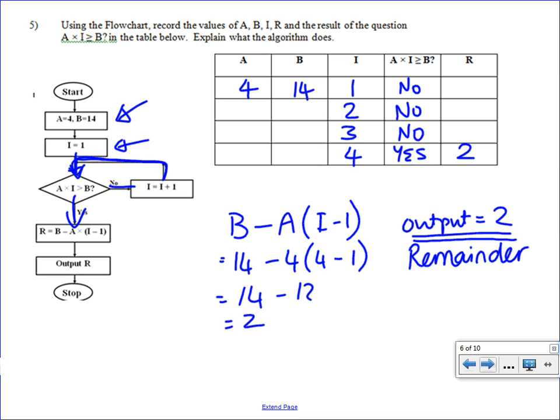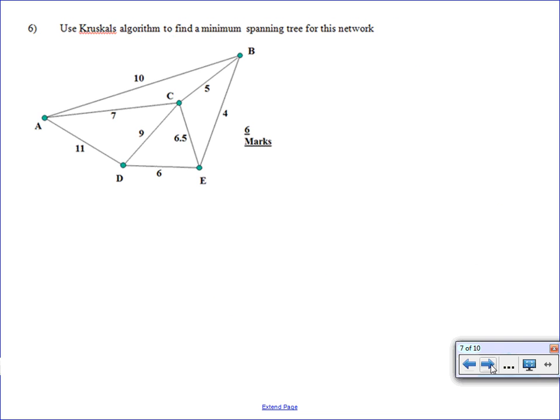So if we started with a different A and a different B, it would find the remainder when we divide B by A, basically. Okay, Kruskal's. So we start Kruskal's by getting all of the arcs in order. So the smallest arc here is BE, 4.